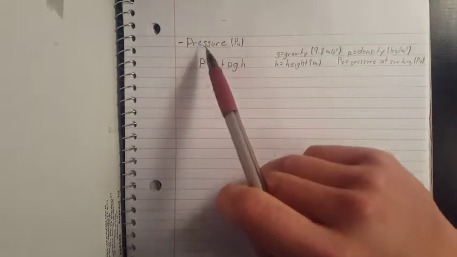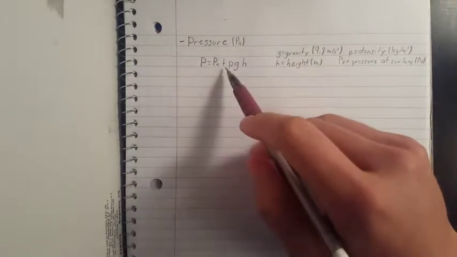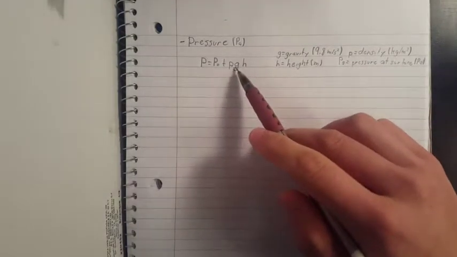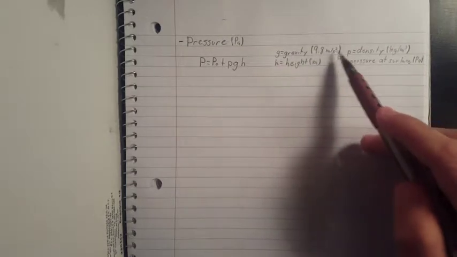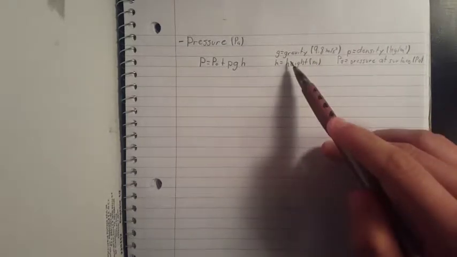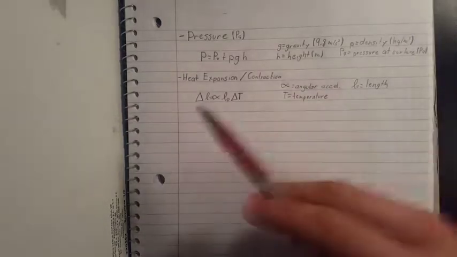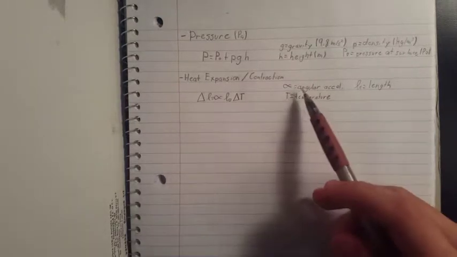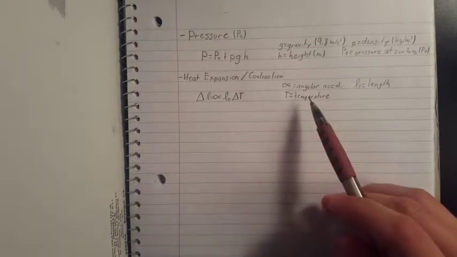Okay, so this is the pressure formula, and the pressure formula is P in pascals equals P0, pressure at surface, plus small p, density, times gravity, which is 9.8, times height in meters. Next formula is heat expansion. Heat expansion equals angular acceleration times length times total temperature.